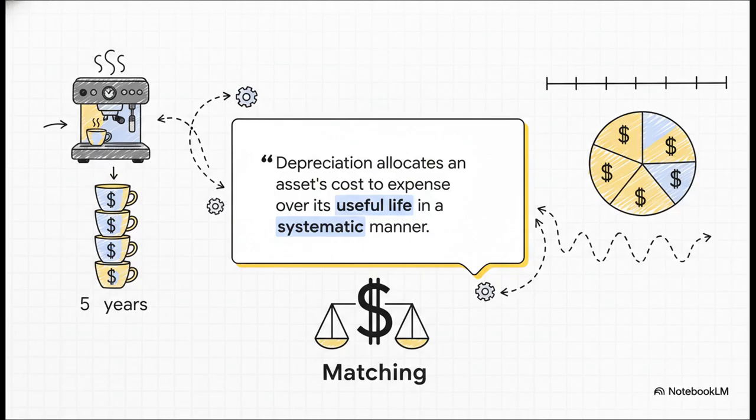The matching principle basically says that we have to match our expenses to the revenues they helped us earn in the same time period. So our espresso machine is going to help us sell coffee for, say, 5 years. Instead of taking the entire $10,000 cost as an expense in year 1, which would create a massive, misleading loss, and then make profits look artificially high for the next 4 years, we allocate a piece of that cost as an expense in each of the 5 years. This systematic and rational allocation gives us a much more accurate, much smoother picture of our company's profitability over time.